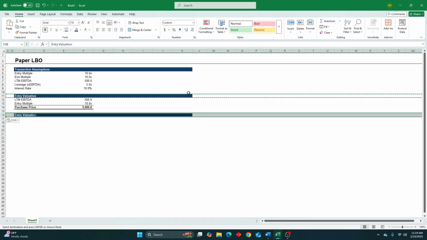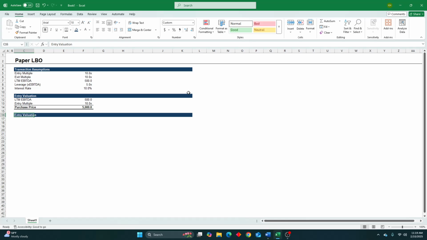Next thing that we'll do after we have our entry valuation laid out is our sources and uses. The key thing to note here is that your sources always have to be equal to your uses, and the plug, or the number that's going to fill everything in, or be the last dollar amounts rounded out, is going to be your equity contribution. So we'll start on the sources side. The two sources here are going to be our equity contribution and then also our debt. That'll get us to our total sources.